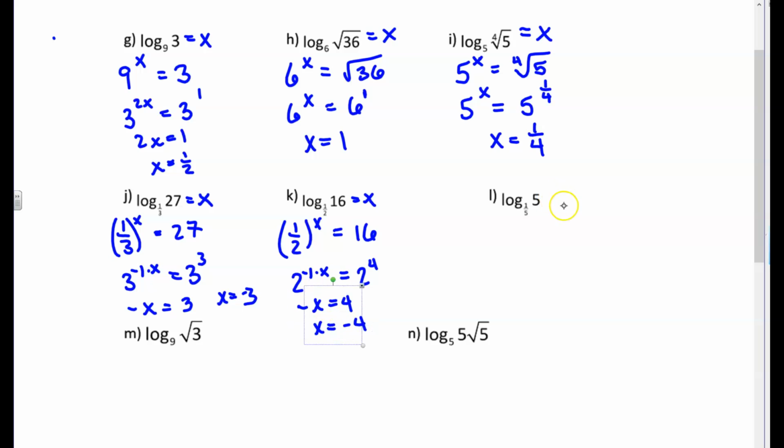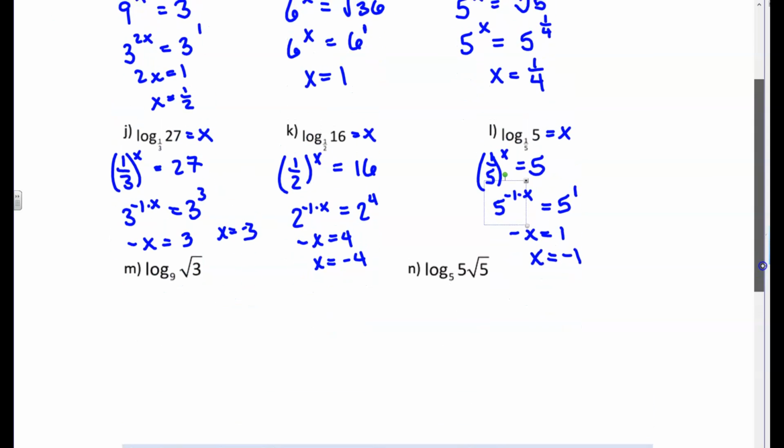Let's do L. Log base 1/5 of 5, set it equal to x. I'm going to do 1/5 to the x is equal to 5. Rewrite both in base 5. 1/5 is 5 to the negative 1. We still have the x exponent there, is equal to 5 to the 1. Therefore, negative x must equal 1. Therefore, x is in fact negative 1.